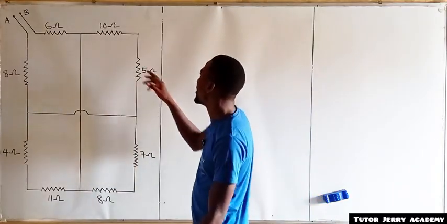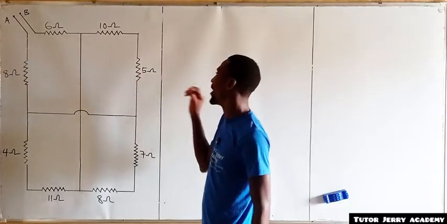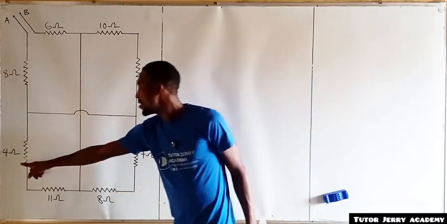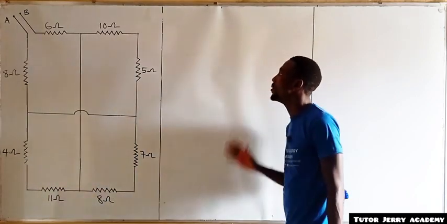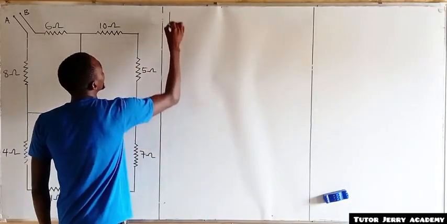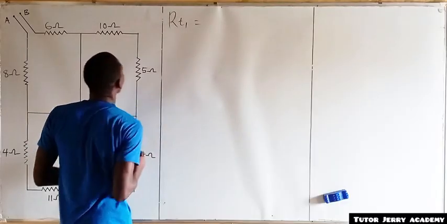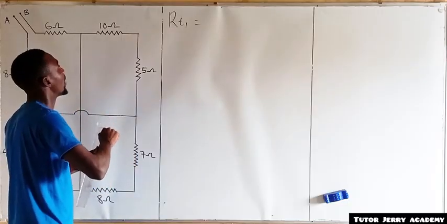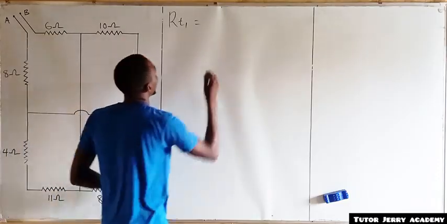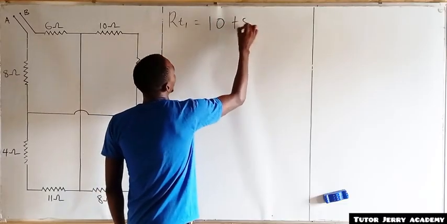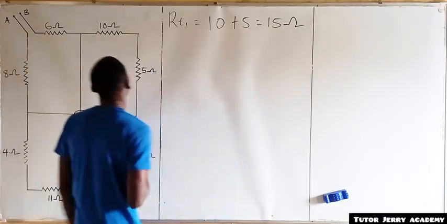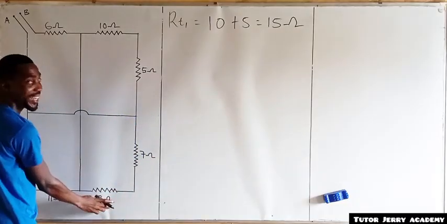Now, you are going to observe that these 10 ohms and these 5 ohms are in series. And then you are going to observe that this and this are also in series. This and this are also in series. So we are going to deal with that part first. Let's take the resultant of 10 ohms and 5 ohms as RT1. That is the total resistance, so it's going to be 10 plus 5, which is going to give us 15 ohms.